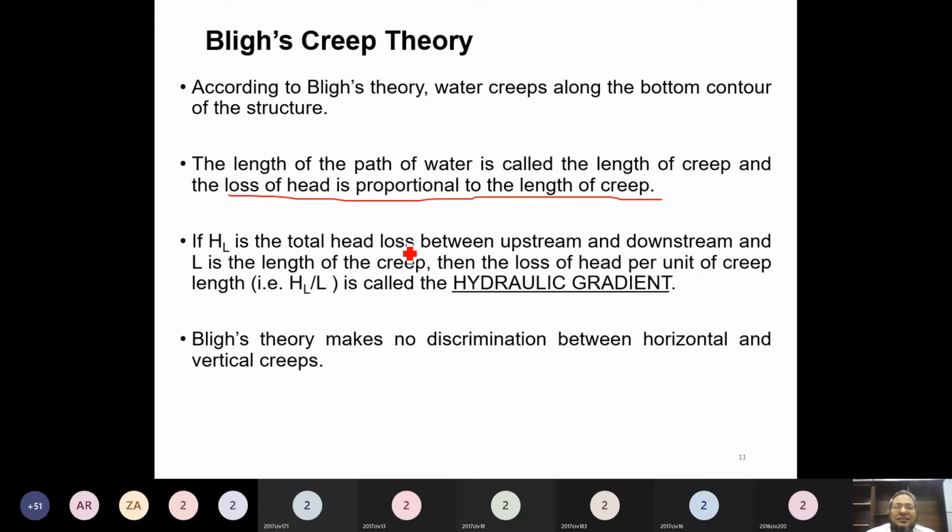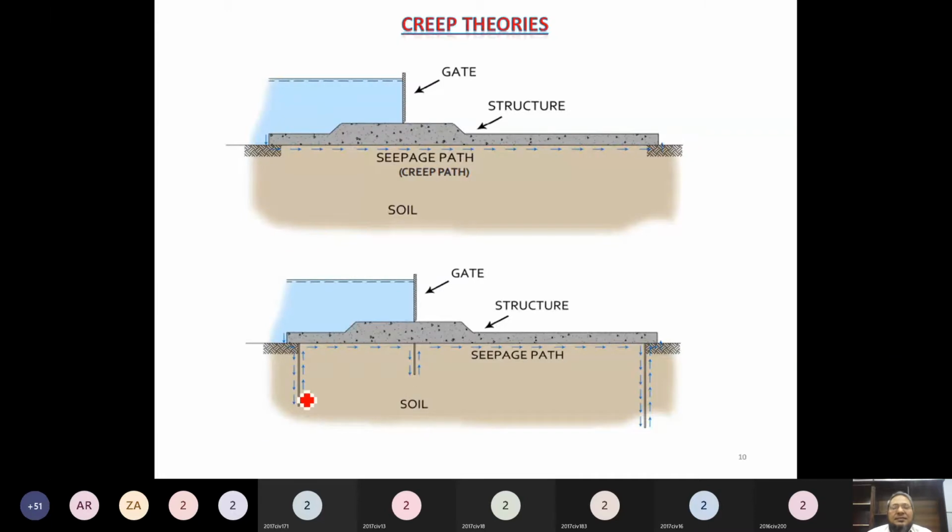If HL is the head loss between upstream and downstream, and L is the creep length, then what would be the hydraulic gradient? HL over L. HL is the head loss in the length L, and L is the length of the creep. And Bligh's theory makes no discrimination between horizontal and vertical creeps. Like this is the vertical creep here along the piles, and here it is horizontal creep. So it makes no difference.